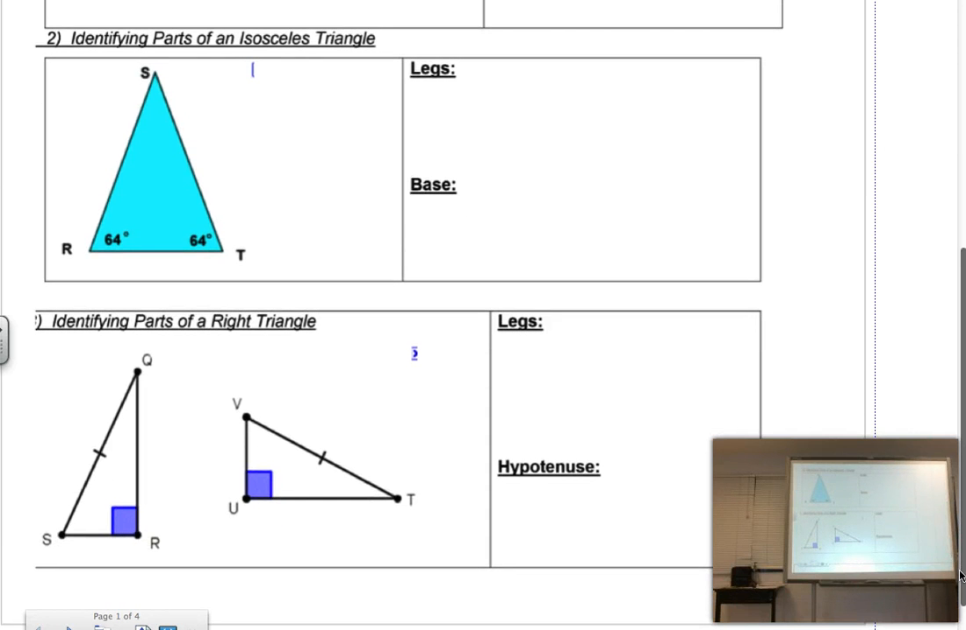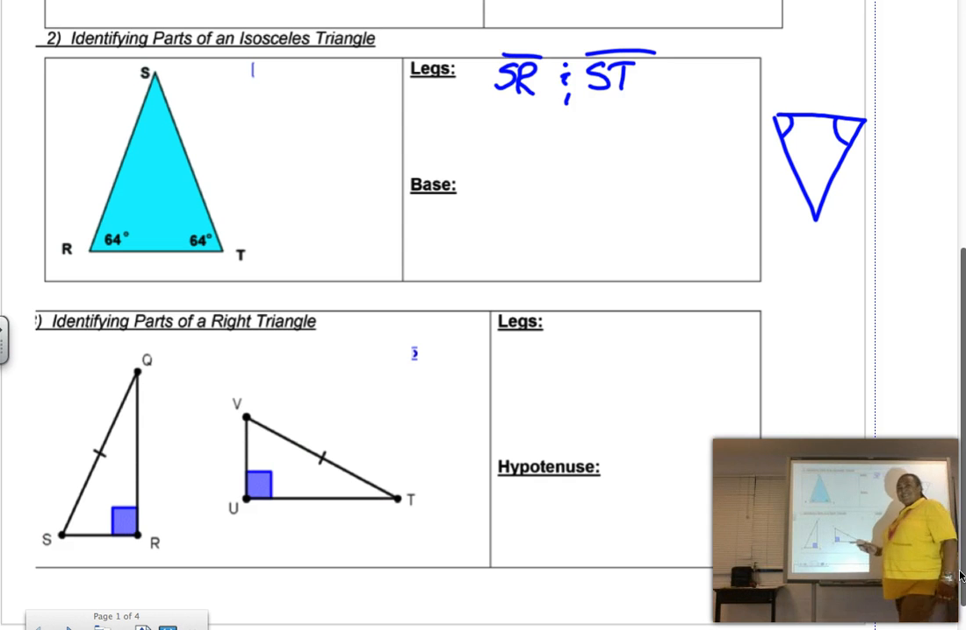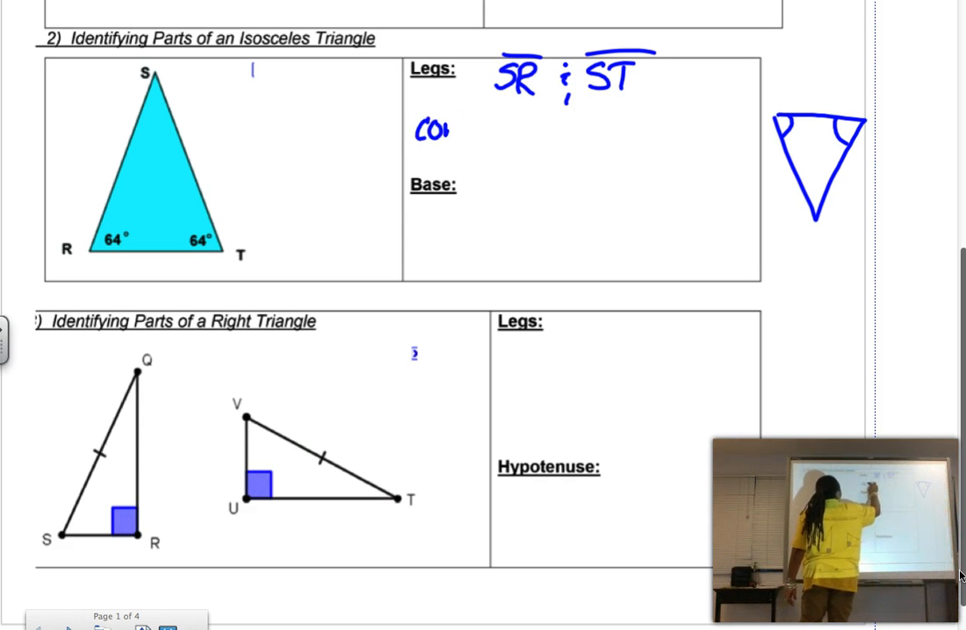Now let's talk about isosceles. Let's talk about the parts. What are the legs of an isosceles triangle? SR. Tell me SR and ST. So how would you identify legs? Okay, so what if the isosceles triangle is like this? They're the congruent sides.